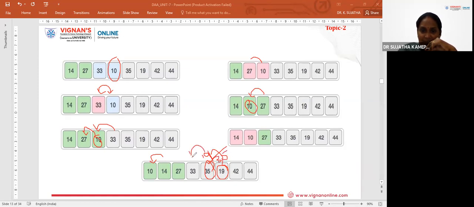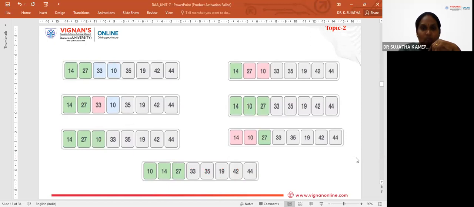Next, 19 is compared with 33. Now here 19 comes, and here I get 33. Now these two are compared. Here 19 comes, here 27 comes. Now if I compare these two, 19 is in its correct position. After that, we move to the next unsorted element. If you observe, 35, 42 and 45 are all sorted. This procedure is called insertion sort.